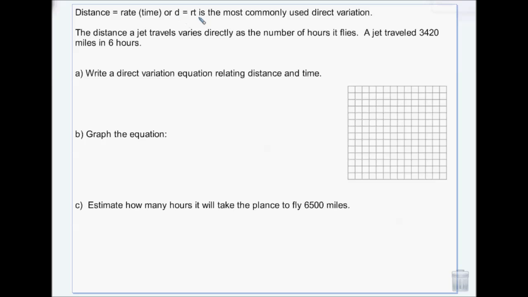This is the most common direct variation ever. If we have the distance a jet travels varies directly as the number of hours it flies, that's distance is rate times time, where r is substituting in for our k.